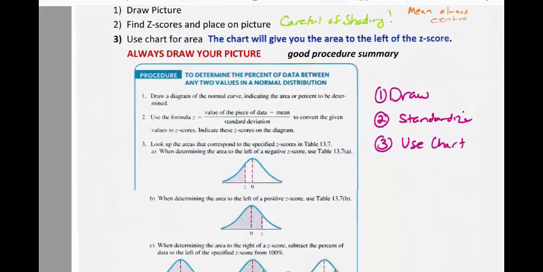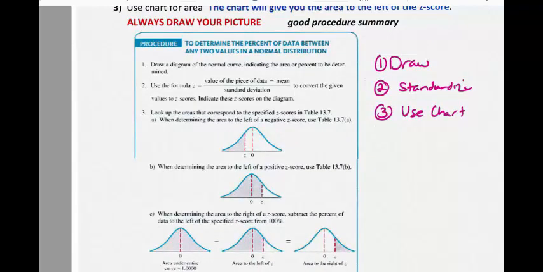So there's a good procedure summary that I've pulled from the textbook right here. Again, I know when you're doing your homework, a lot of y'all aren't sketching this out, but I want to personally see it. It's showing me that you're understanding the steps, and then it will help you when you go on to statistics. So we're going to draw, standardize, and then use the chart.